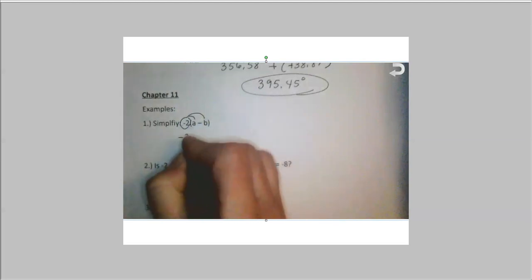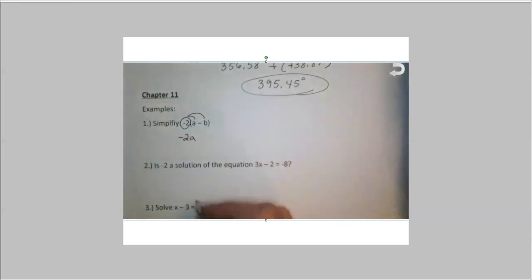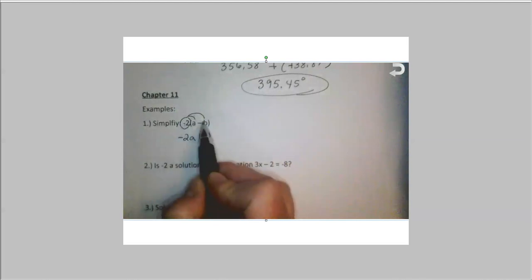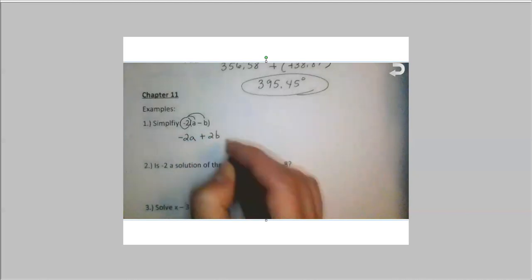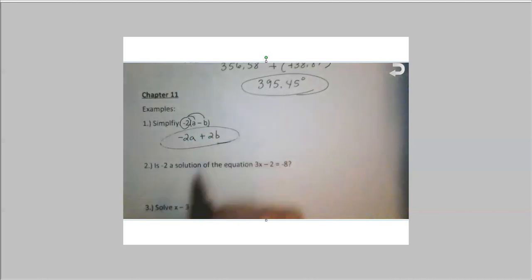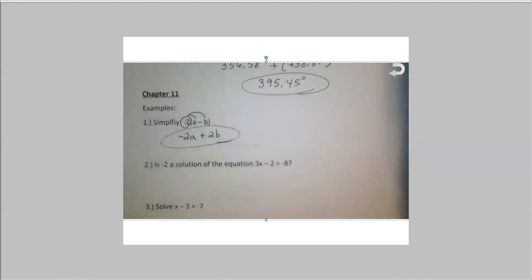-2 times A is negative 2a. Negative 2 times negative b would make a positive 2b. And that is our final answer. Some of these problems that we're simplifying may not come down to a neat and tidy little answer, but we just want to put it in as simple terms as possible. And that is all we can do for that problem.